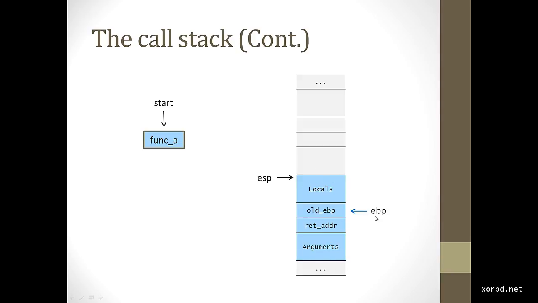We have EBP pointing to old EBP, and we have the arguments somewhere here, and the locals somewhere here. We could access both the arguments and the locals using EBP plus or minus some number. ESP points to the last local, somewhere here. It depends, you can actually call this the first local if you want. But it really points here.